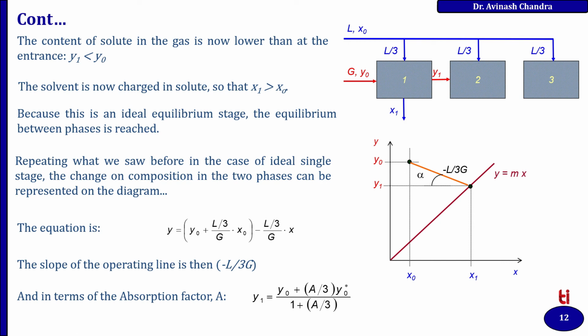y naught plus A by 3 y naught star upon 1 plus A by 3. Remember that if you increase the stages to 5, then this 3 will be replaced by 5, similarly here and here. So remember that the flow rate will be divided equally into all the stages. So the modification in the slope will be minus L upon 3G.